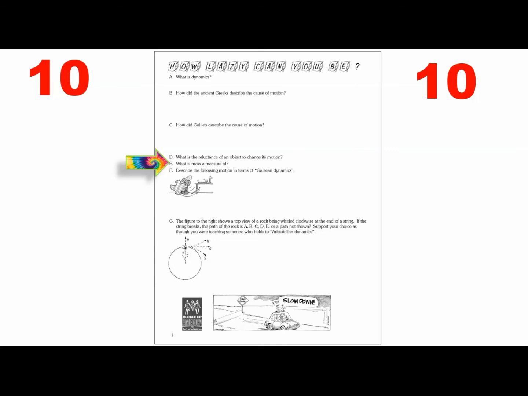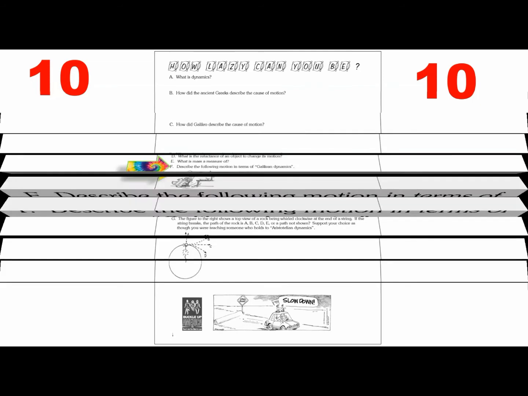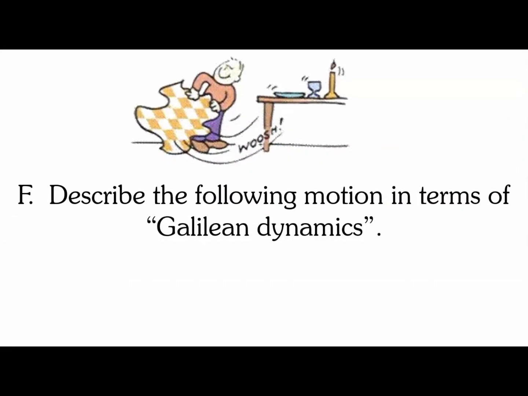So with letter F, describe the following motion in terms of Galilean dynamics. Dynamics, what causes motion? Galilean, meaning you can ignore the effects of friction in the sense that if you apply a force on an object, it will continue in motion. So in terms of Galilean dynamics, the tableware, it's just sitting there. It wants to keep on sitting there, and it does. The tablecloth, it's just sitting there. It will keep on sitting there until you set it in motion. And once the tablecloth is in motion, it keeps on moving.